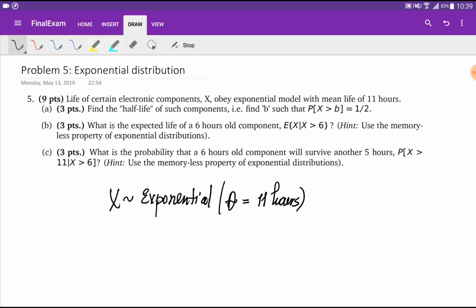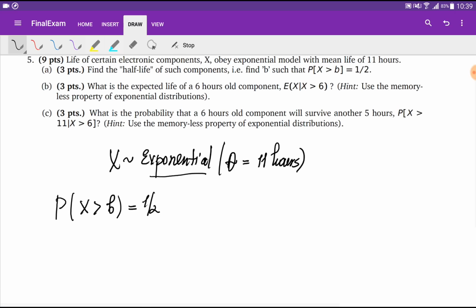So basically it's about lifetime. The exponential distribution may be used for models of lifetime or models of the waiting time between events and so on. So in the first problem, find the half-life of such a component. Basically we need to find b such that the probability that x is more than b is equal to 1 over t.